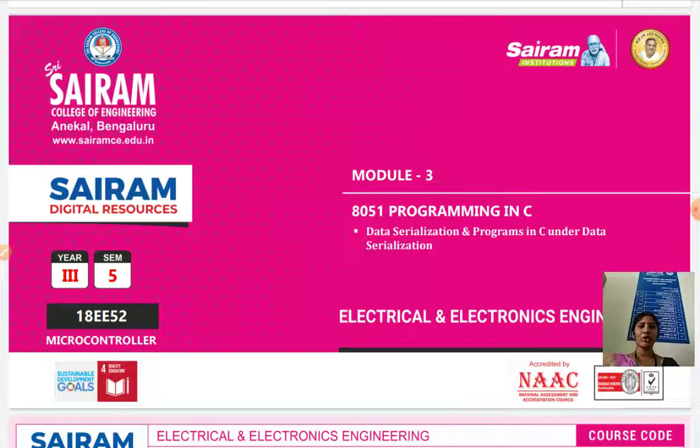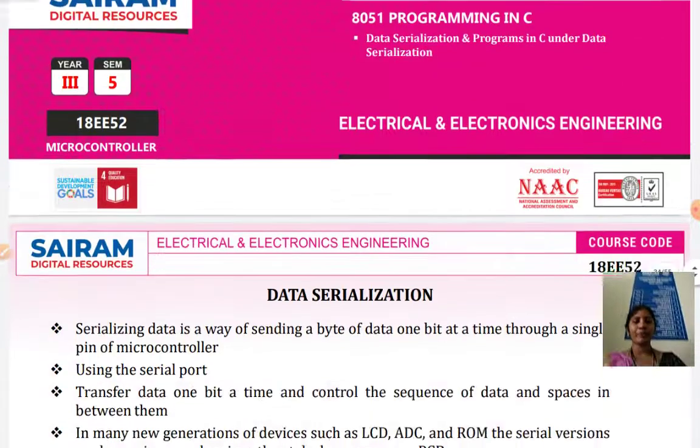For example, if you are transferring a byte of data a bit at a time, once one bit is transferred to that particular pin, then immediately the second bit of data will follow. So the data bits, the sequence of the data and the spaces between them are managed. In many new devices like LCD, ADC and ROM, the serial versions are becoming very popular, so that they take less space on your PCB board when designing it.